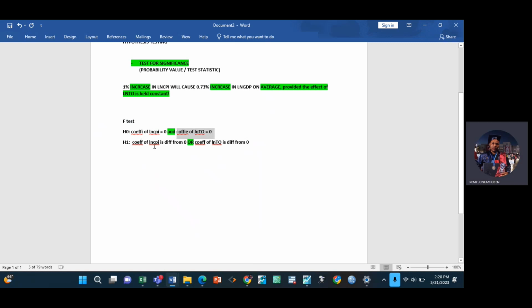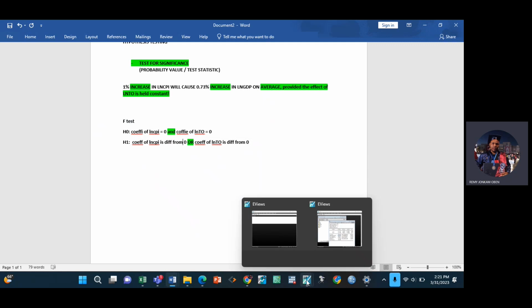But with alternative hypothesis, we need just one to be significant, that is enough. So this is different from 0, or that is, just one. If just one is significant, it is enough. Not all of them must be. If all of them are significant, okay, but just one is enough. You understand? And then you perform the test.